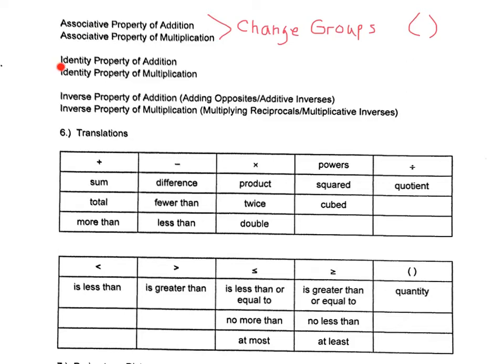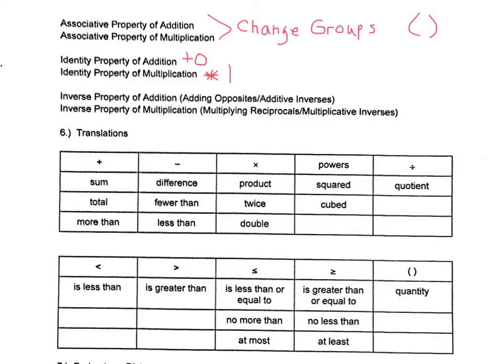Next, identity of addition, identity of multiplication. Identity, if you're not going to change the identity when you add, then just add 0, right? If you add 0, nothing happens. Nothing changes. And if you don't want to change the identity when you multiply, just multiply by 1. It makes no difference. It doesn't change the value.